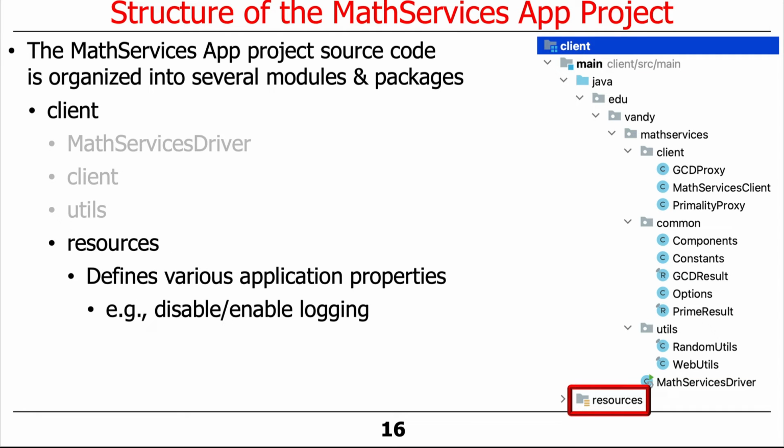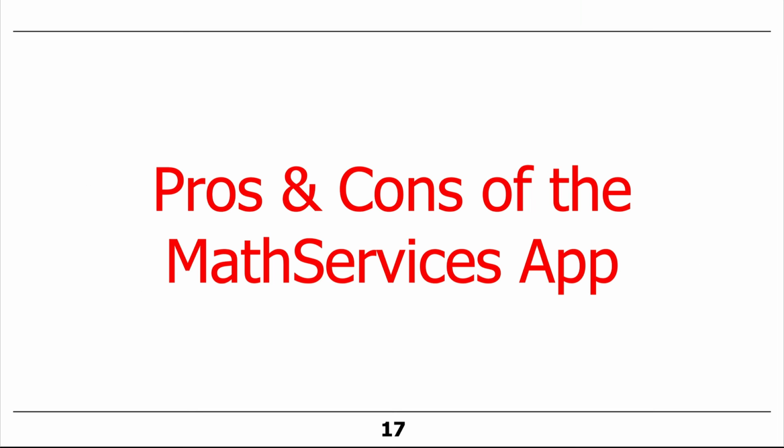And then finally, we have another resources folder that keeps track of various application properties, including demonstrating how to enable and disable logging, which turns out to be very helpful because we're writing our MathServices driver as a command line application in Spring. And if we don't disable the logging when it starts up, it just spews tons of debugging information to us that probably isn't useful in most situations. So we can disable it in this configuration file.